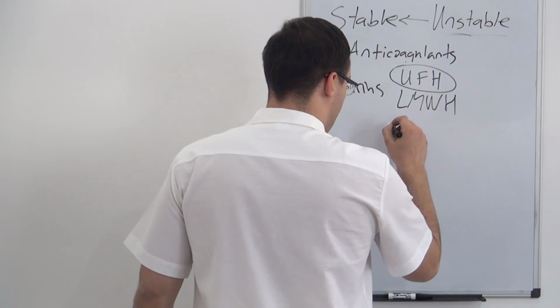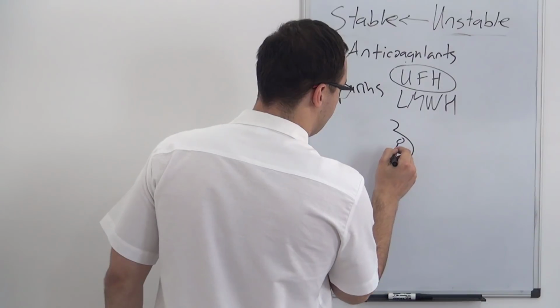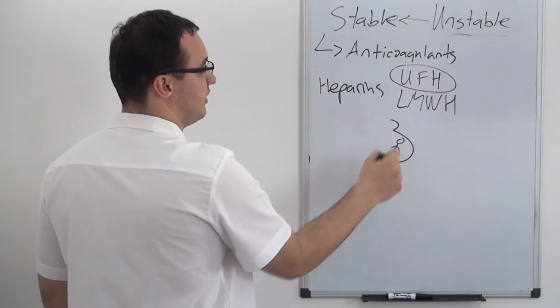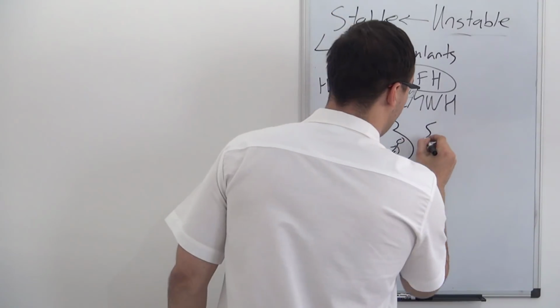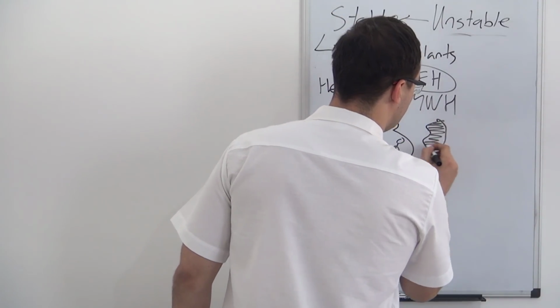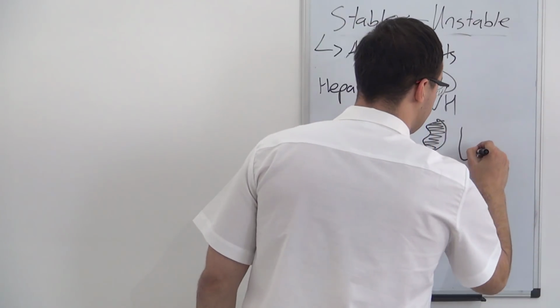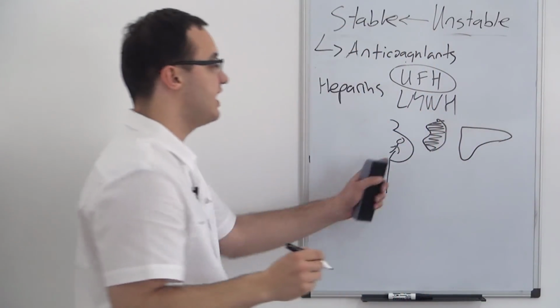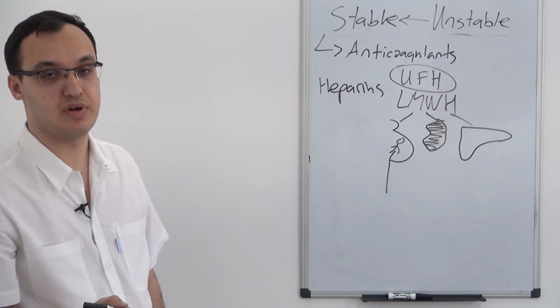For example, if you have a pregnancy, here is a little child in the pregnant woman, then you use low molecular weight heparin. Or if you have a tumor, this is a cancer. So pregnancy, cancer, and liver diseases. In these cases, you need to choose the low molecular weight heparin.